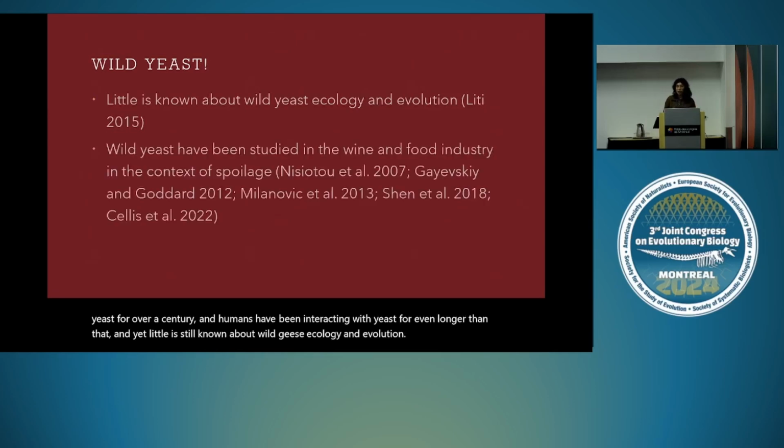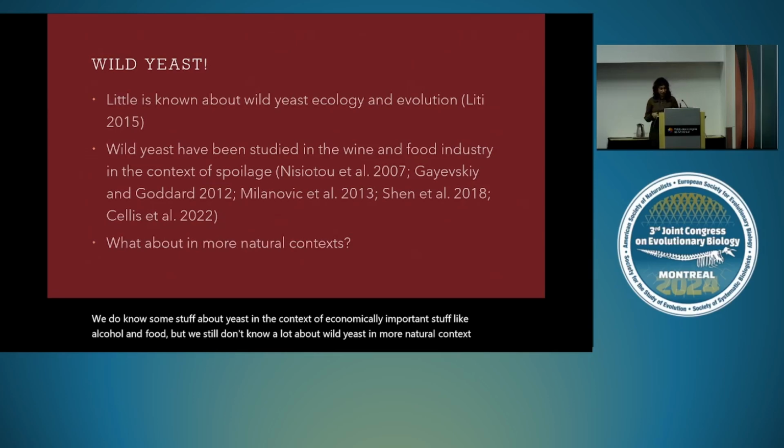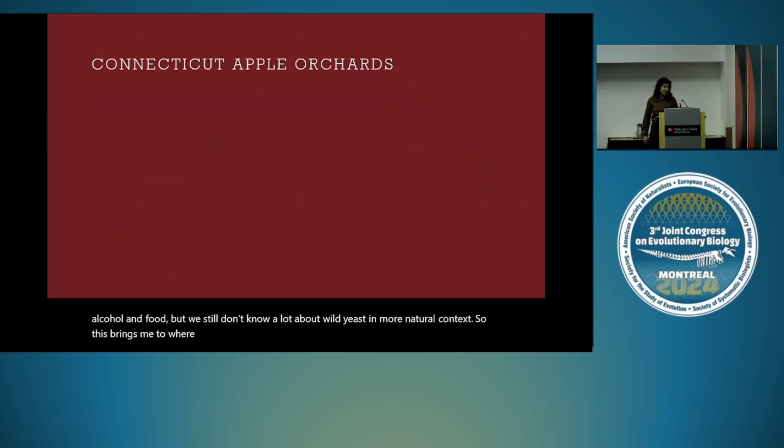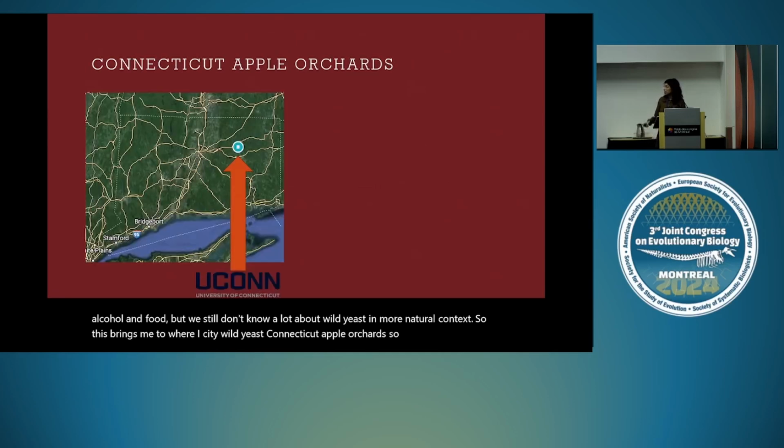We do know some stuff about yeast in the context of economically important stuff like alcohol and food, but we still don't know a lot about wild yeast in more natural contexts. So this brings me to where I study wild yeast, Connecticut apple orchards. So I go to UConn, which is in Connecticut, and one of the biggest things to do there is go to apple orchards in the fall and go apple picking.